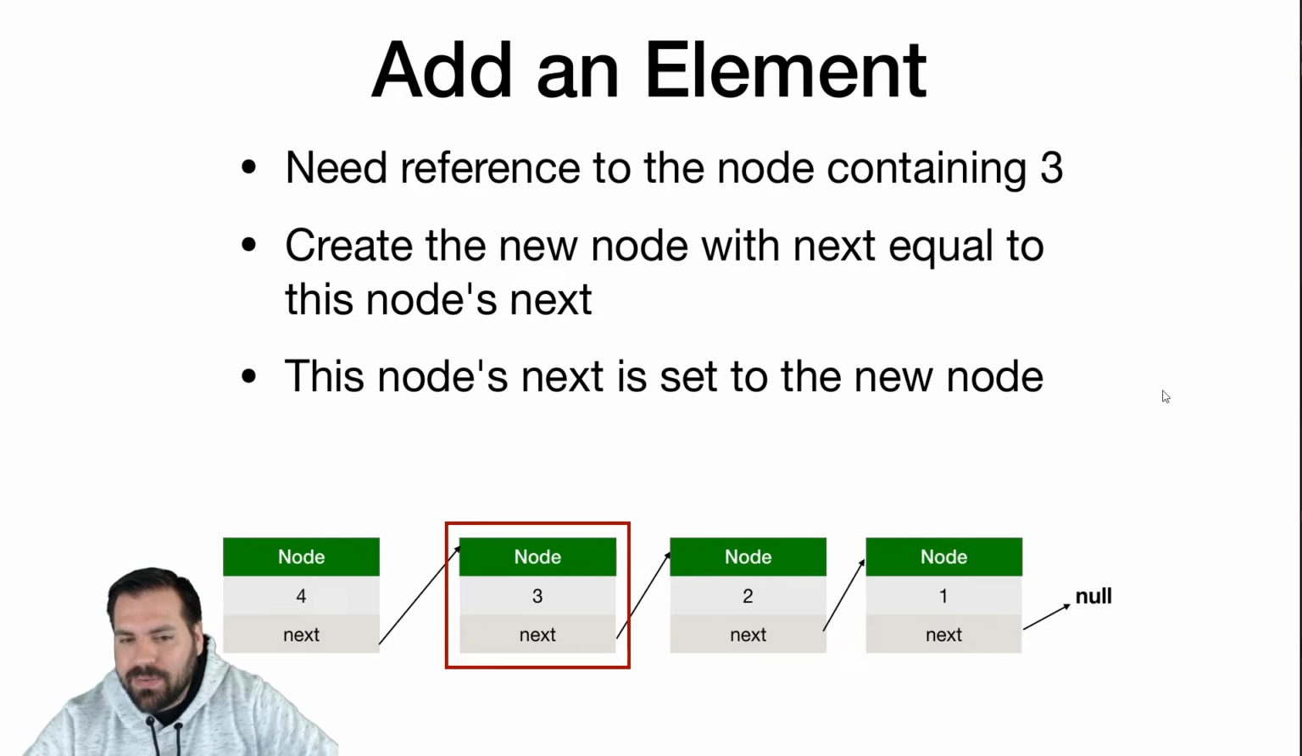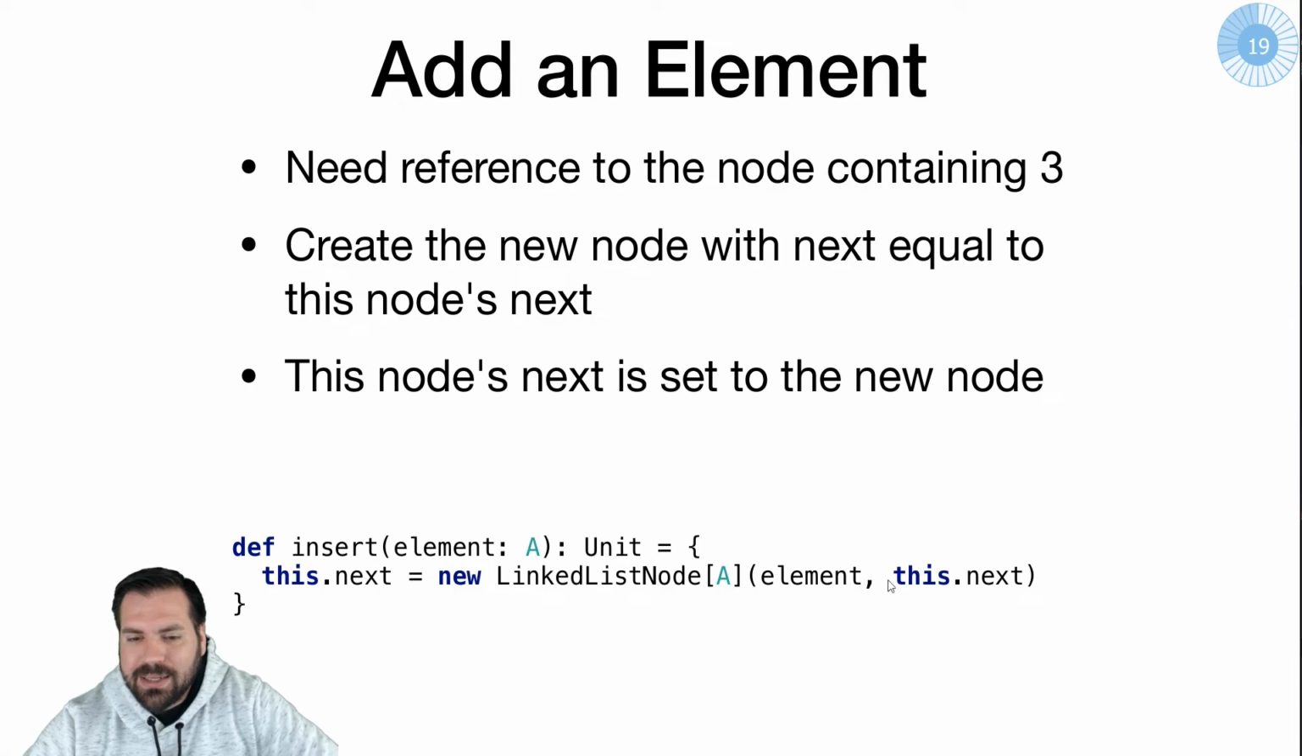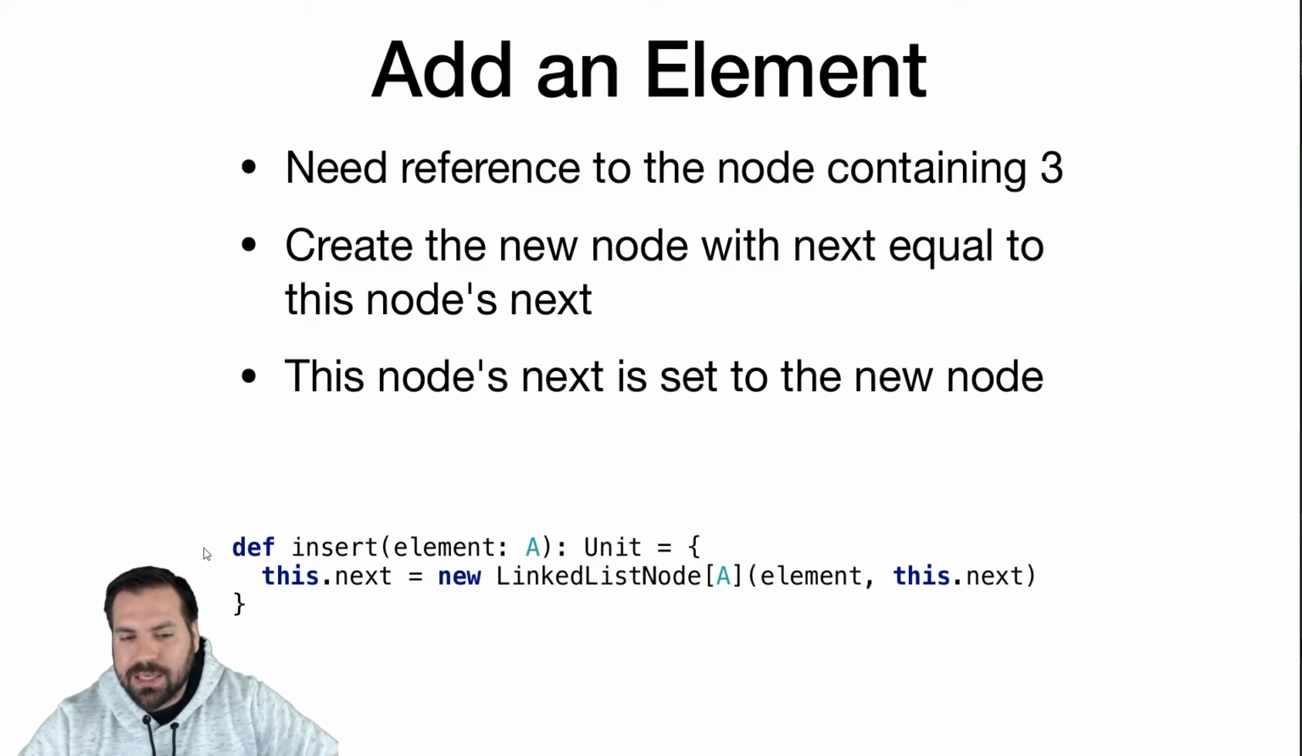In the code, we can do this really compact. We're creating a new node. We're giving it the element that we want to insert. And this is a method of the linked list node class, so this is called from a specific node. We're giving it the element that we want to add. And then the node that we're adding after this.